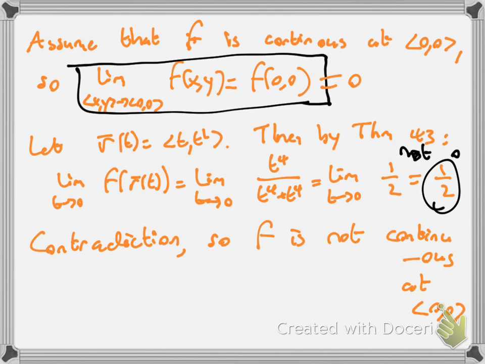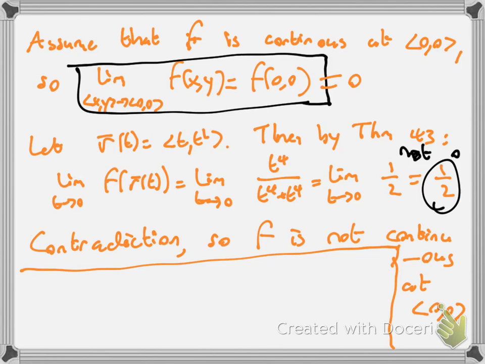Okay, so that's one possible solution. Another solution that actually most of you took was to, you see, we have to show that f is not continuous, which means that the limit is not equal to 0. But it's enough to show that the limit doesn't exist, right? If the limit does not exist, it's definitely not equal to 0. So it's enough to show that the limit does not exist. And for this we can use theorem 45.